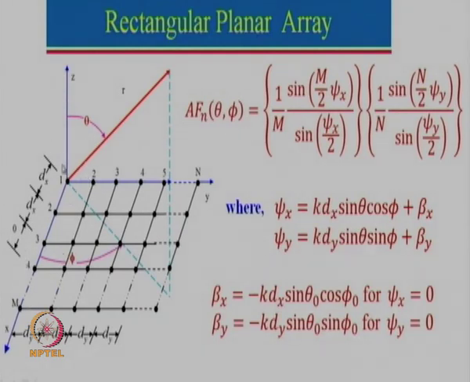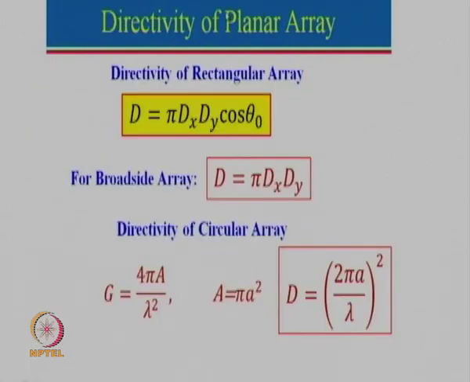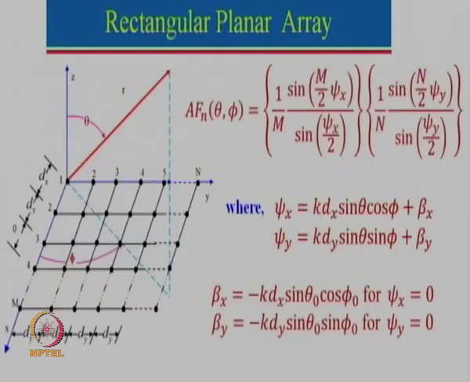Then for these 8 elements you can find out the directivity, and then you can use the combined directivity formula which is given over here, and that way you can find the directivity. Now this is the analysis problem. Then there is another thing which is known as a design problem.